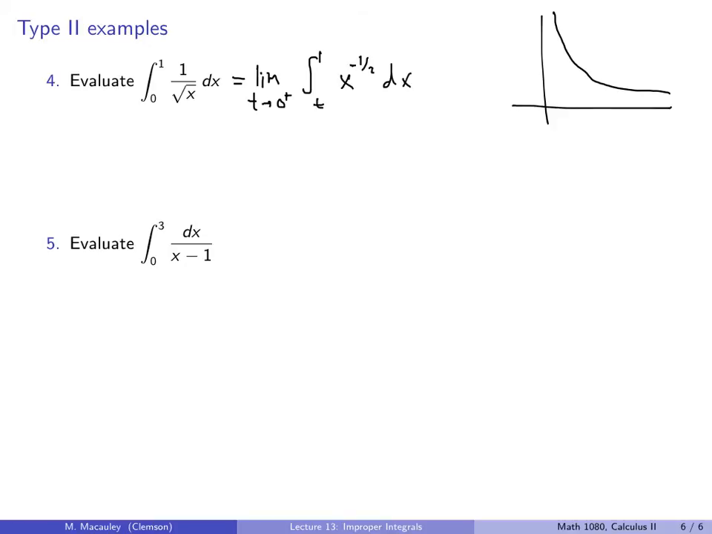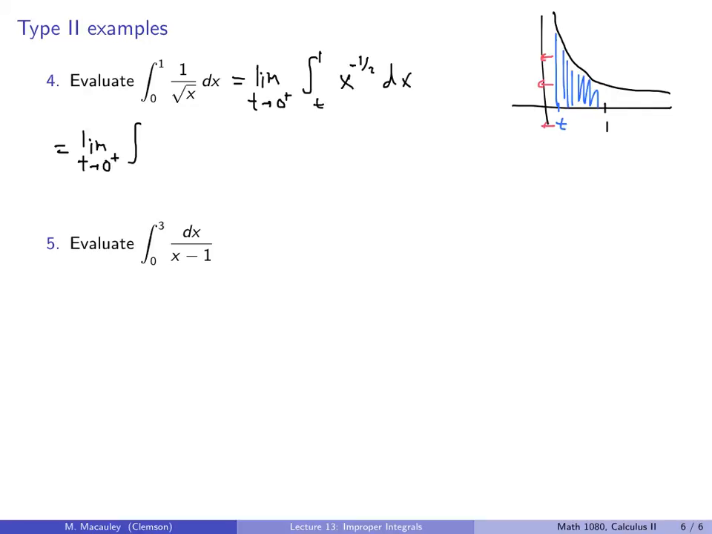So again, we are integrating from t to 1. So we're finding this area under the curve, and then we're letting this go to 0 and seeing if that limit exists. So this is the limit as t goes to 0 from the right. Again, notice it's from the right because this function does not even exist to the left of 0.